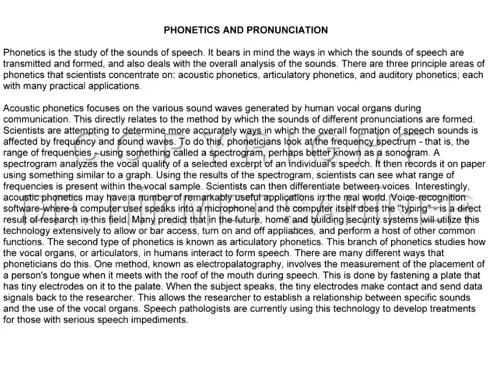The second type of phonetics is known as articulatory phonetics. This branch of phonetics studies how the vocal organs, or articulators, in humans interact to form speech. There are many different ways that phoneticians do this. One method, known as electropalatography, involves the measurement of the placement of a person's tongue when it meets with the roof of the mouth during speech.